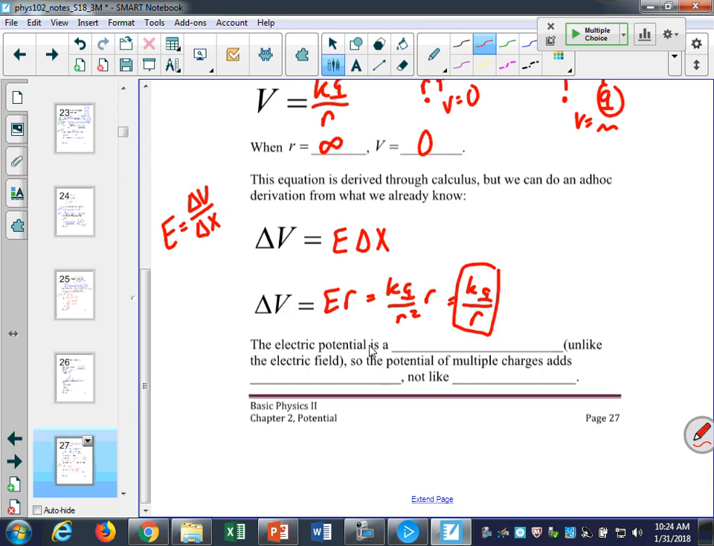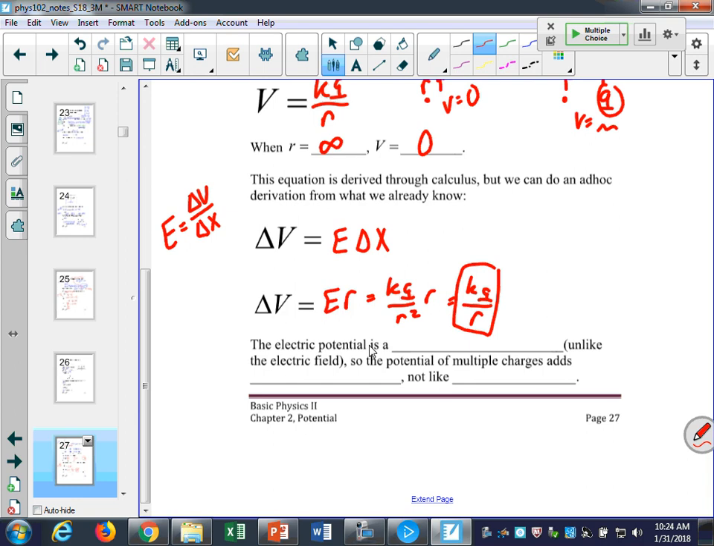The electric potential, y'all ready for it? Because you're going to be happy. Yeah, Haley? It was just sort of doing units. Yes, you're right. It is supposed to be negative. But I was just doing a loose derivation. All right? Y'all ready for it?